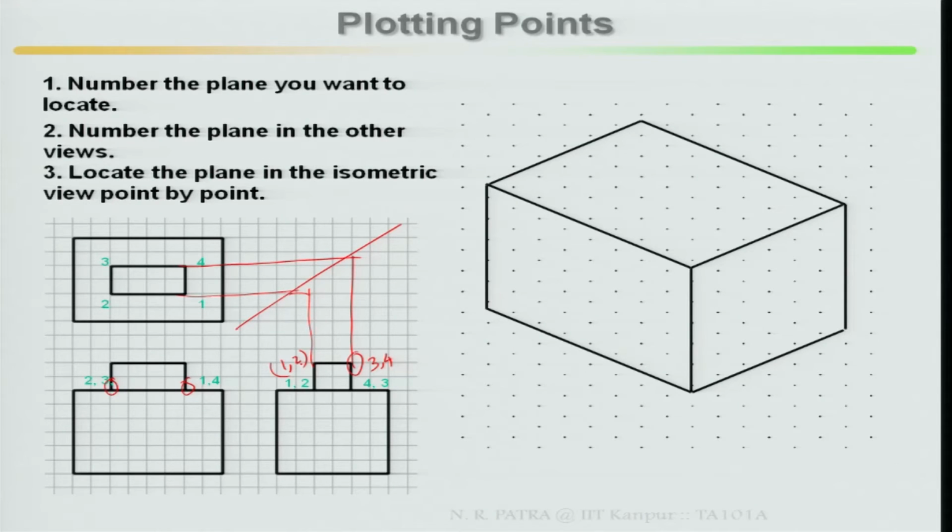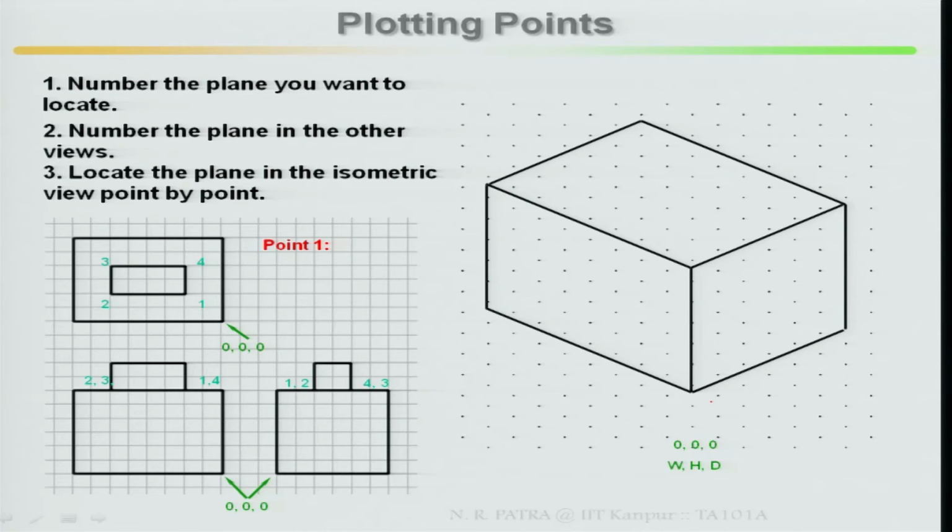Locate the plane in the isometric view point by point. Consider one point at a time. Let us start with this. I have taken 0, 0, 0 with respect to width, height and depth here. Here it is 0, 0, 0, and here it is 0, 0, 0. Then start with point 1. Let me erase this all. We will go step by step.